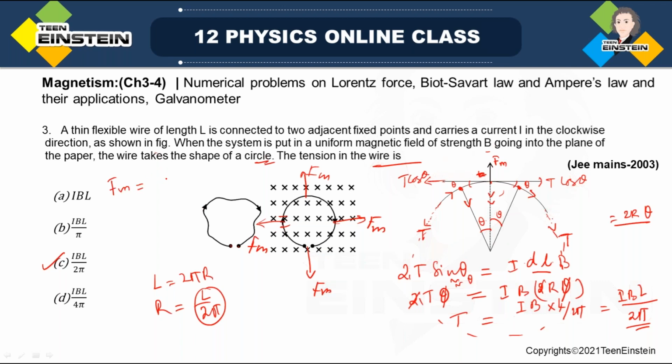So that's why I have written magnetic force is equal to 2T sine theta. Okay, sine theta is nearly equal to theta, and the magnetic force is ILB. So I have used those concepts, I dl cross B in case of a wire. Okay, so this is the answer then. We have got IBL by 2 pi.